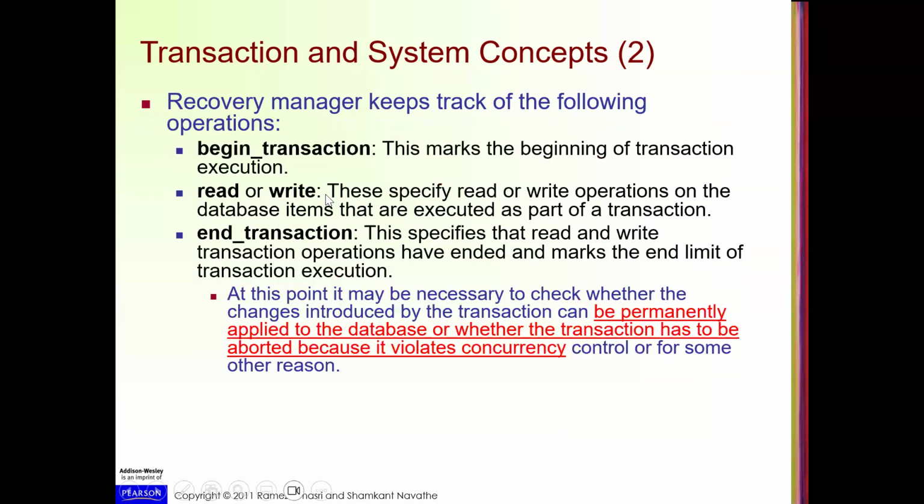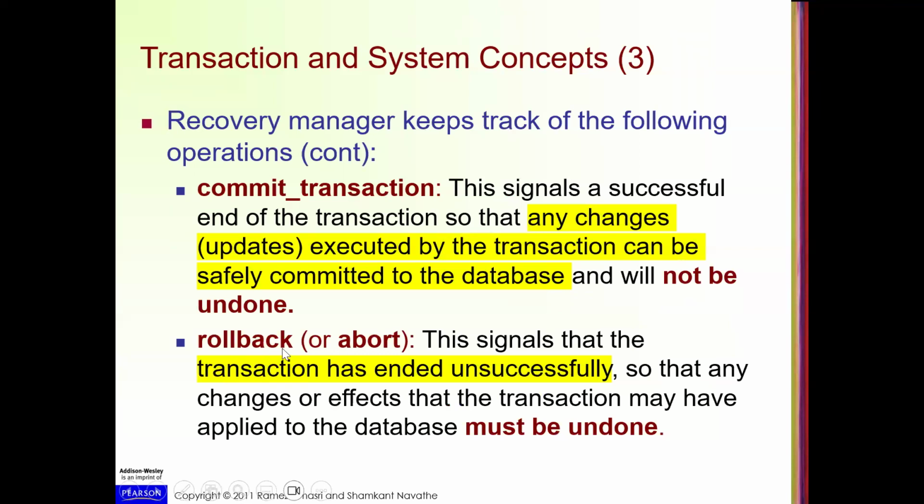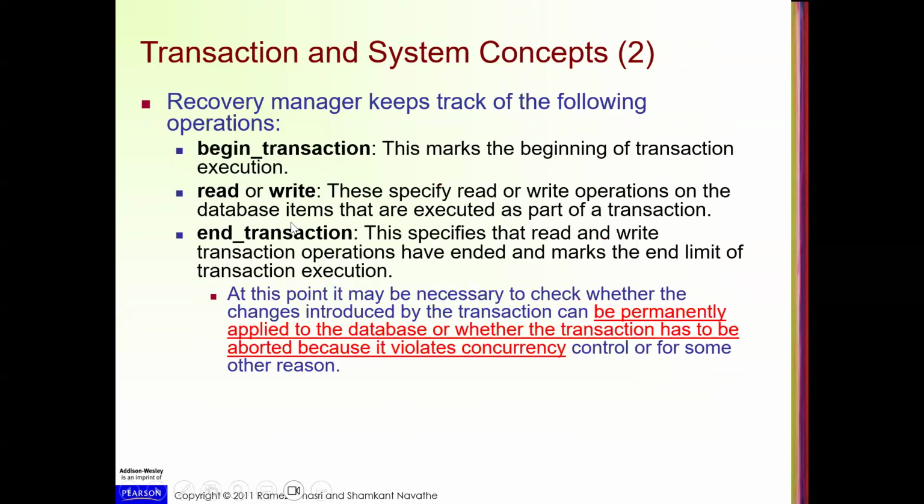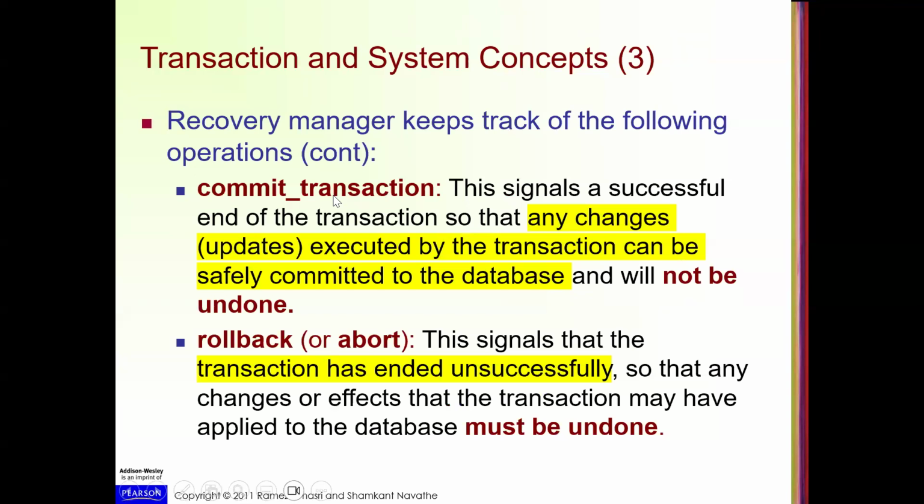Now we said that if there is any problem in reading and writing of the transaction, or it is violating the concurrency control situations, then the transaction is aborted. How do we abort the transaction? We abort the transaction by using a transaction rollback or abort. This signals that the transaction has ended unsuccessfully. If the transaction completes successfully, you commit the transaction.